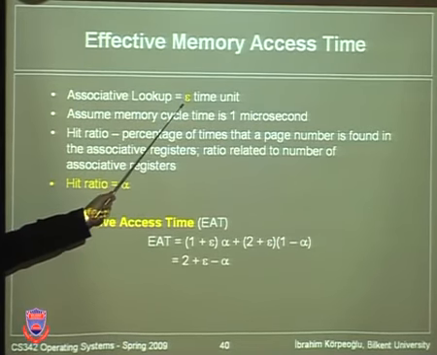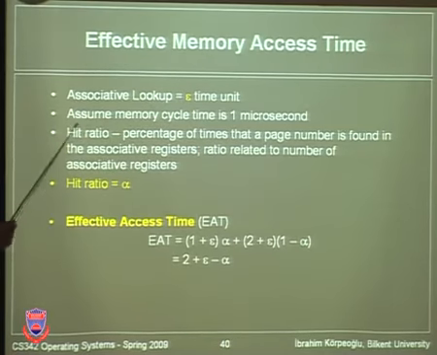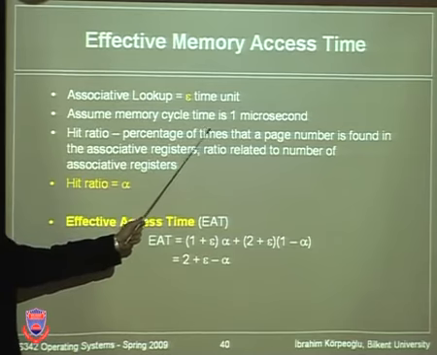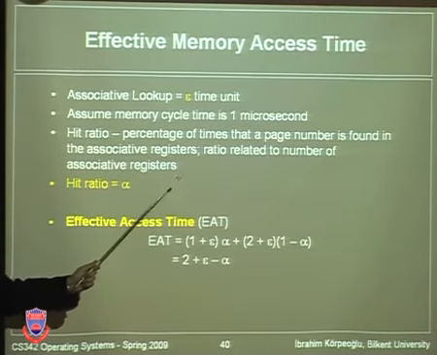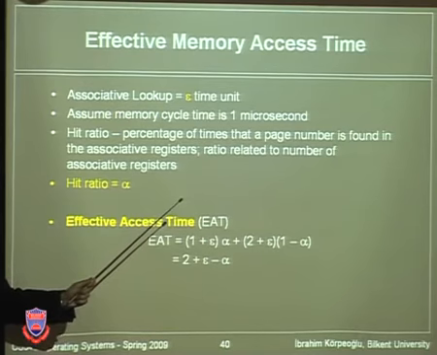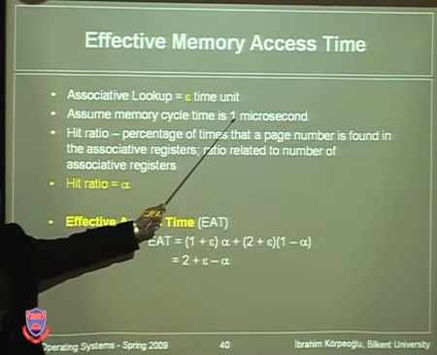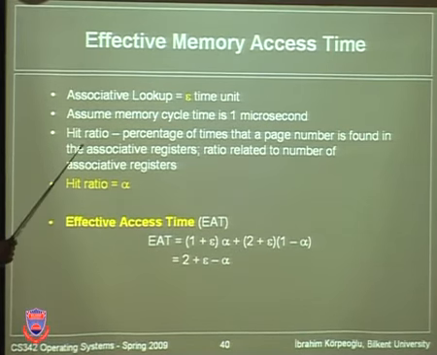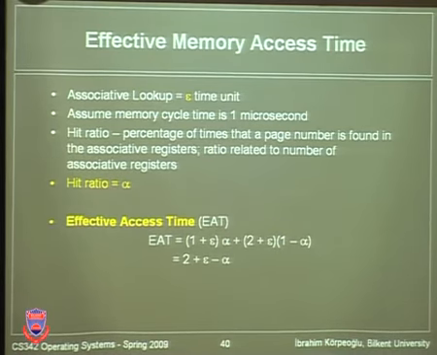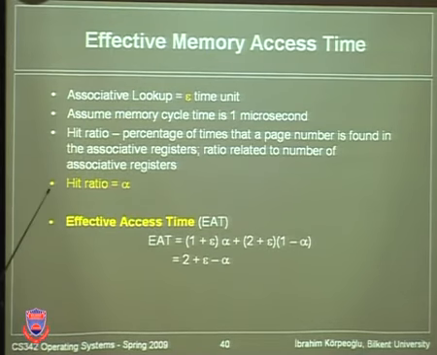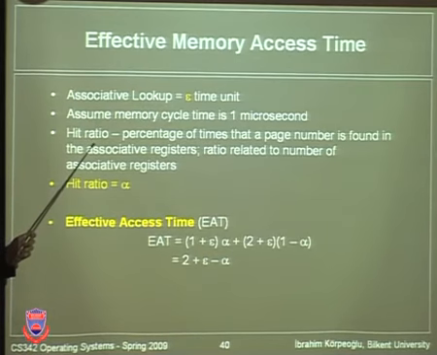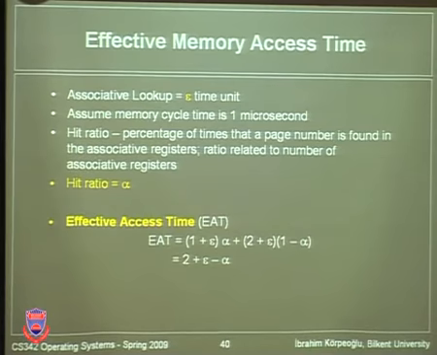Now we will compute the effective memory access time. Assume the memory cycle time, the memory access time, is 1 microsecond. You go to the memory and retrieve a value from there, and it takes 1 microsecond. And epsilon is much smaller than 1 microsecond. Now the hit ratio is the percent of time that a page number is found in the TLB. Of course, this hit ratio is related to the number of TLB entries that you can have. The more TLB entries you have, the bigger the hit ratio will be, closer to 1. So the hit ratio is a real number between 0 and 1, the percent of time that you can find the entry in the TLB.